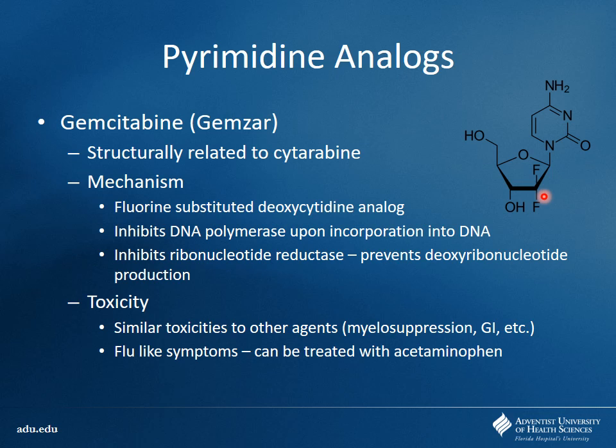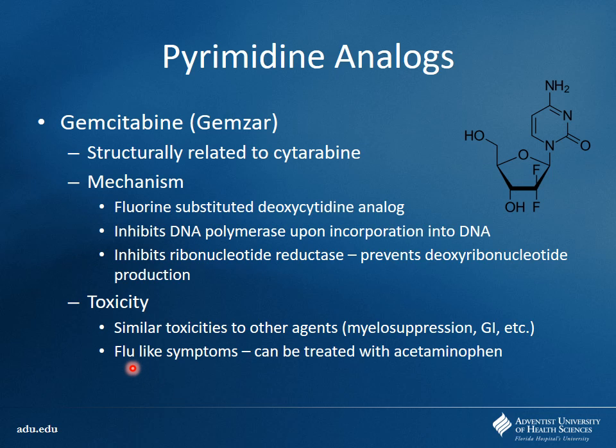And again, fluoride is not very commonly seen in DNA or ever, and so that kind of screws things up for the DNA replication again. So you can see very similar mechanism. It's just doing it with a little bit different chemical structure there, right? So again, notice it has very similar toxicities, myelosuppression, nausea, vomiting associated with that, and then occasionally you can see some flu-like symptoms coming up with this.